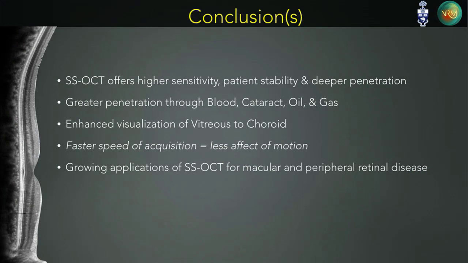So as we wrap it up, these cases all highlight the fact that we're getting a higher sensitivity. I've described the patient stability and deeper penetration. The penetration through media opacities is really the major leap forward here. Blood, cataract, oil, gas, no longer a factor in terms of getting great anatomic information. We get information on vitreous all the way through the choroid.